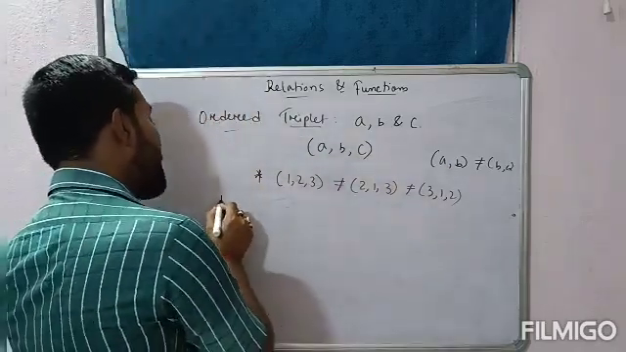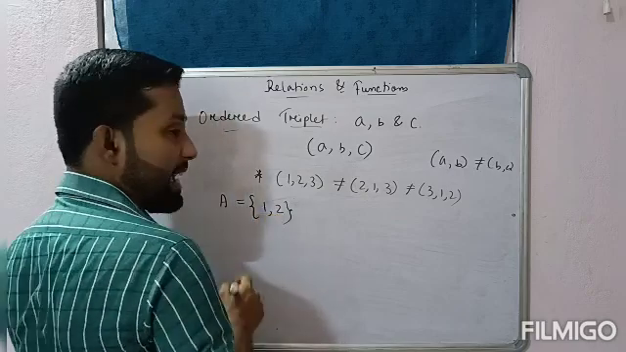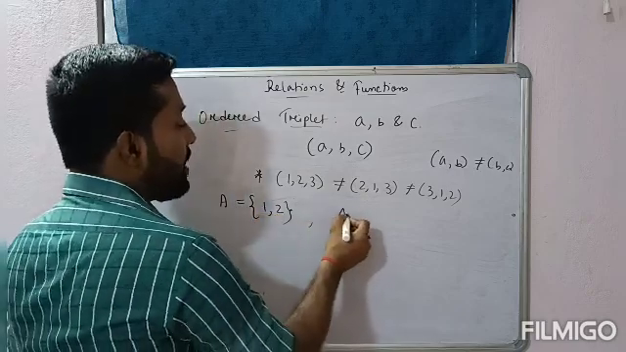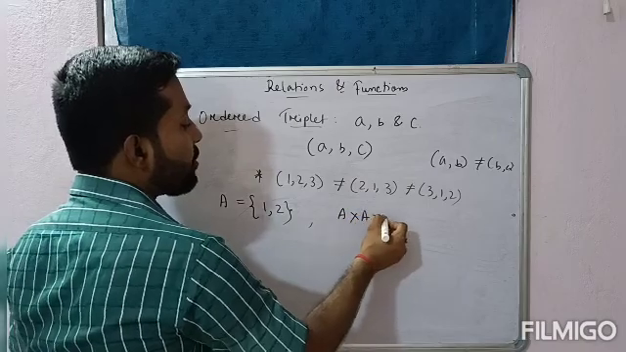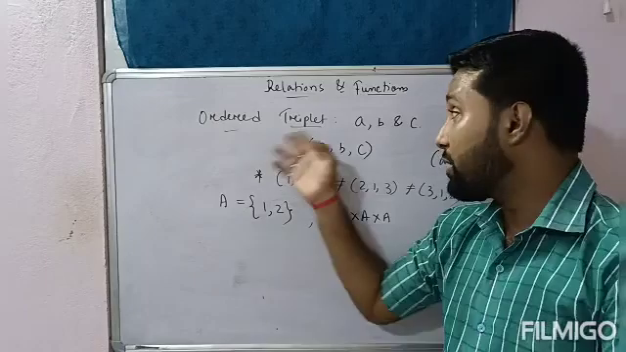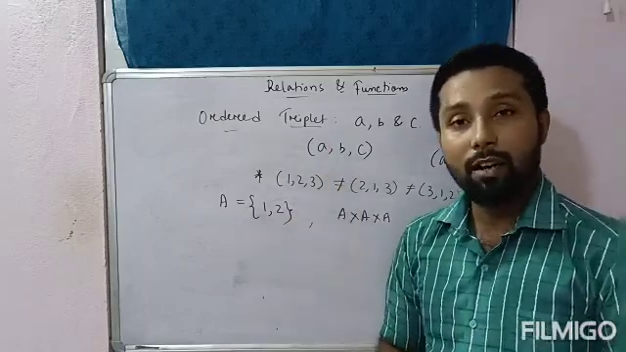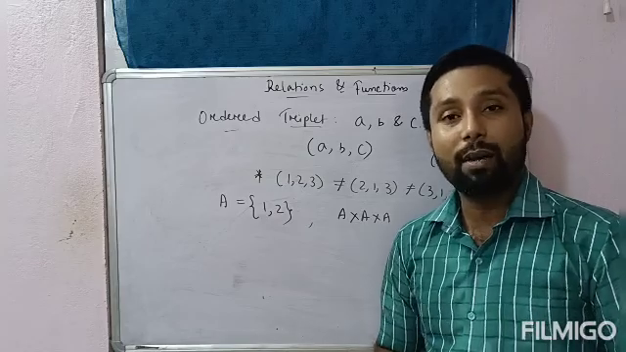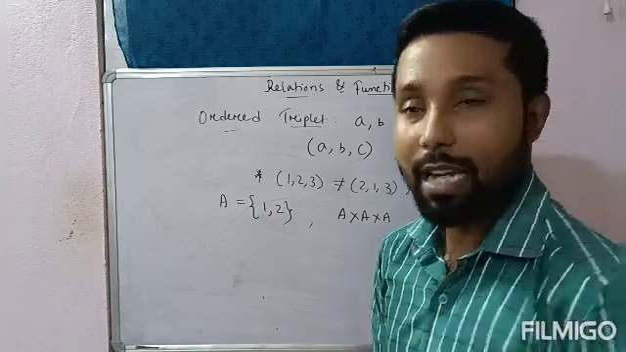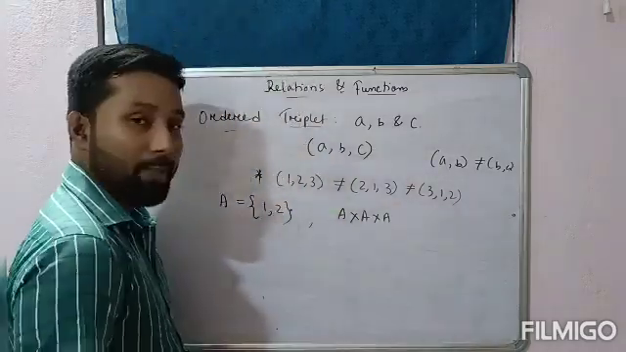Okay, let us take one example. Say A is equal to {1, 2}. Find out A cross A cross A. 3 times you have to multiply A. Ordered triplet का example दे रहा हूं, इसीलिए 3 बार मल्टीप्लाई कर रहा हूं. इसके पहले जो कार्टेशियन प्रोडक्ट का एग्जाम्पल दिया था उसमें दो ही बार मल्टीप्लाई किया. ओके, so since it is an example of ordered triplet, that's why we need to multiply 3 times.